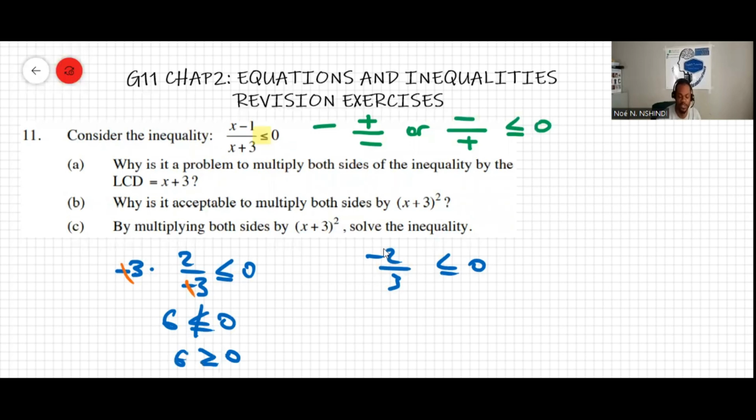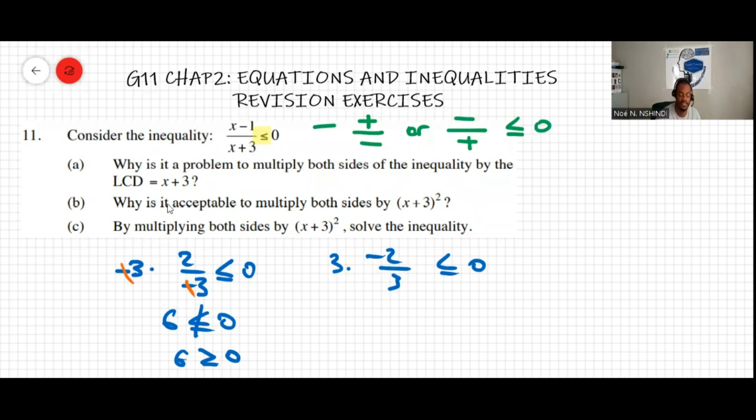If it was the numerator negative and the denominator positive, if we multiply here by 3, then it doesn't change anything. It will remain the same. So that's the same thing here. It depends on whether x plus 3 is positive or negative. That's the problem. If it's negative, it will change the inequality. If it's positive, the inequality stays the same.